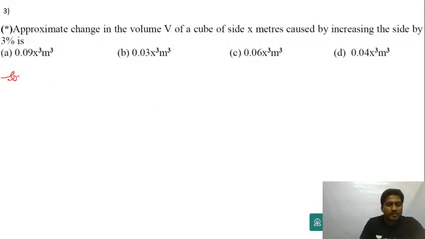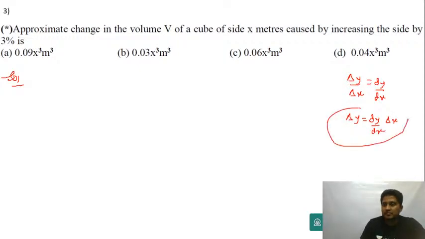We know that delta y by delta x is equal to dy by dx approximately. Isn't it? If I cross multiply, you will get delta y is equal to dy by dx into delta x. Now I'm supposed to find the approximate change in volume V of a cube. That is, I should find delta V.